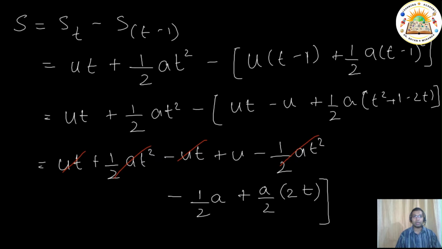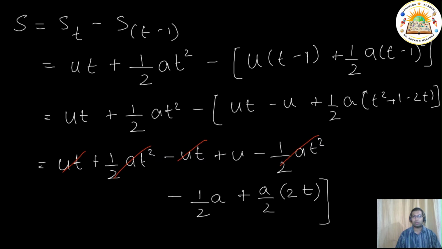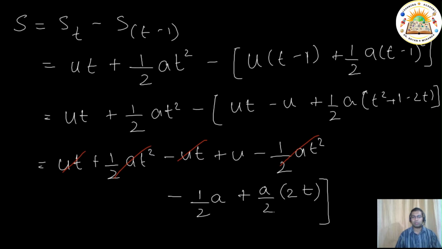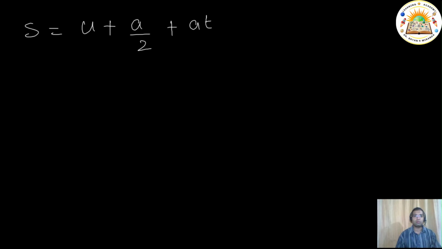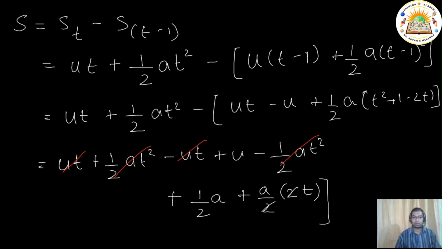So whatever I am getting, I will write it now as S is equal to u minus a by 2, plus a by 2 into 2t. From this last equation, there is only u plus a by 2, or if you don't cancel this, then we can actually do a little bit more simplification. So this we can write as u minus a by 2 is there.